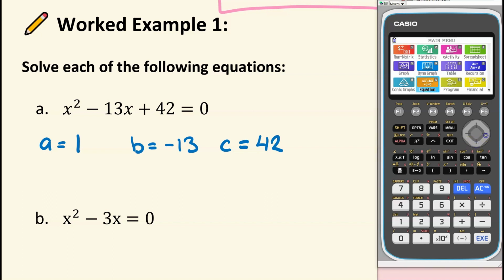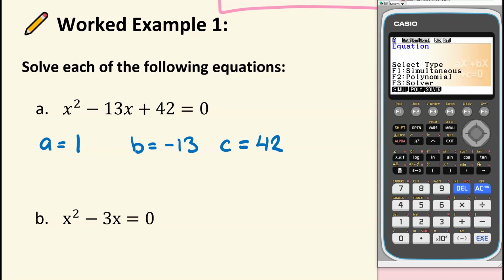Now we are going to be using this equation function here. And once we enter into the equation function, it's going to ask us to select what type of equation we want to solve. We're going to press F2 because we are trying to solve a polynomial. And our polynomial, or our quadratic in this case, is going to be to the degree of 2. You will see that we are given the opportunity to enter in an a, b, and c value in the calculator. So we're going to go ahead and enter in the three values that we identified earlier from our equation.